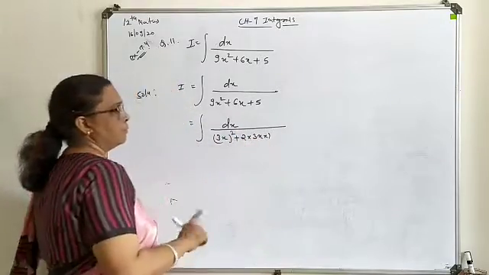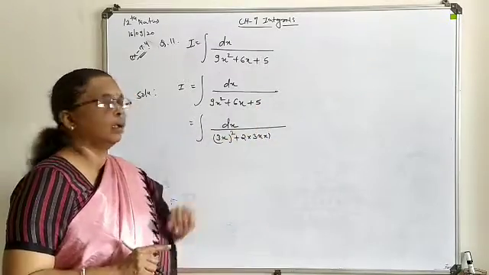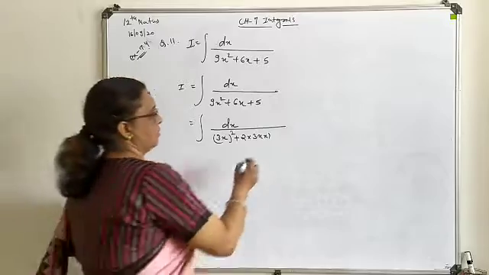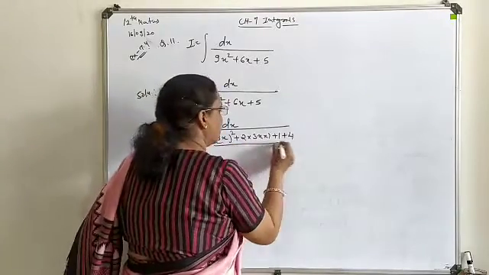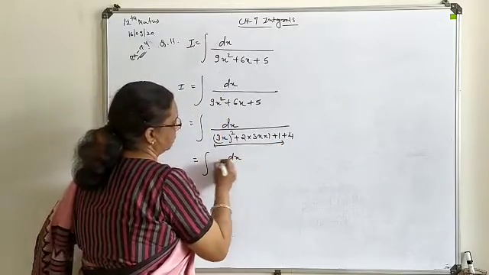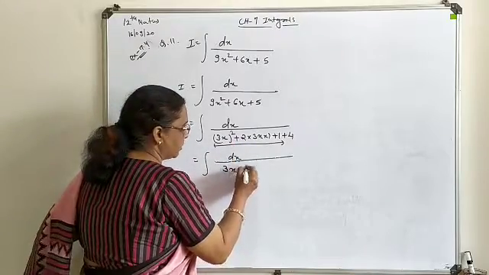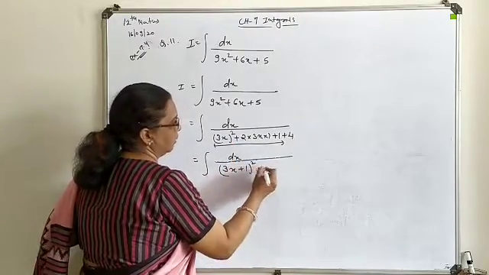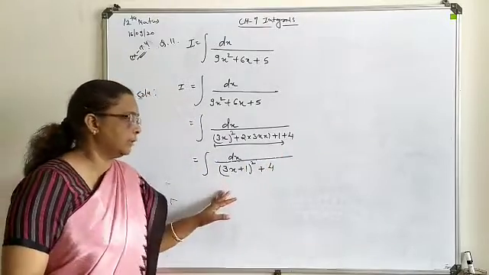This way you can write it. So obviously your b is the 1. So from this 5, 1 you can make it a split. On combining them, this will give you (3x plus 1) whole square plus 4.